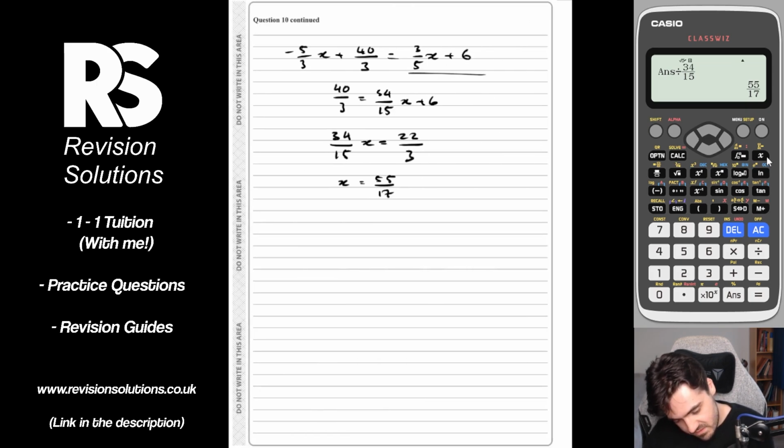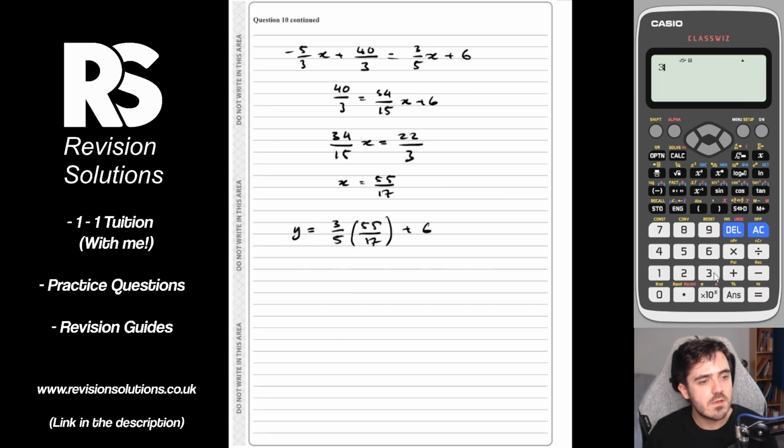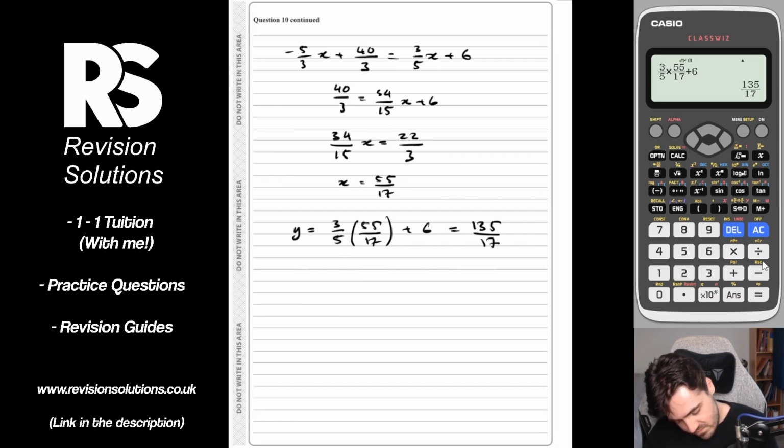So I'll plug it back into either of the equations. I'm going to pick the 3/5 x plus 6. So y would then equal 3/5 times 55 over 17 plus 6. Plugging that in a calculator, 3/5 times 55/17 plus 6 equals 135 on 17. And now that's the height of our triangle.